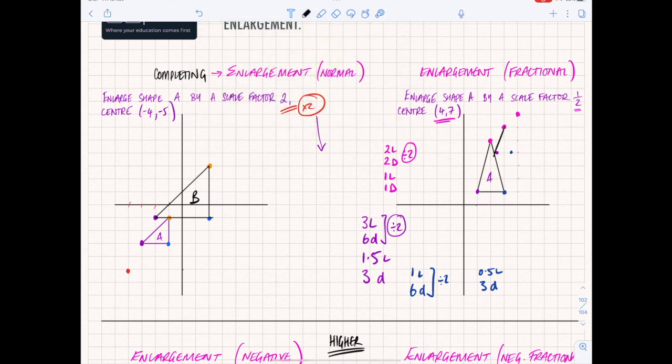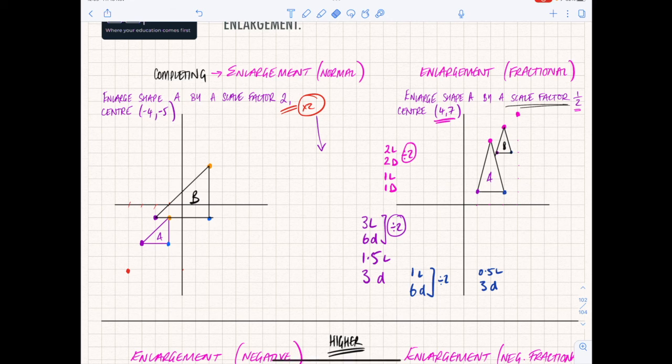And then using your pen and your ruler, join it up. Let's call that shape B, and that has been enlarged by a scale factor of a half, so it's half as big. Let's double check again. Put pink to pink, blue to blue, purple to purple. They all join up at that point, so I know I'm correct.